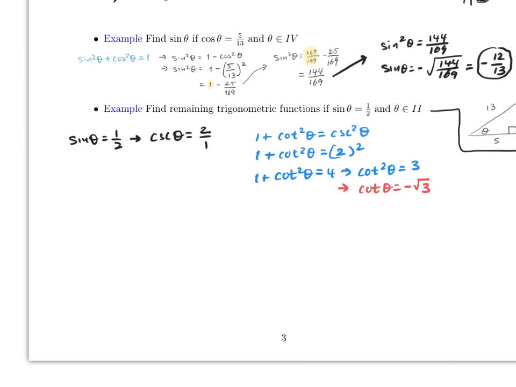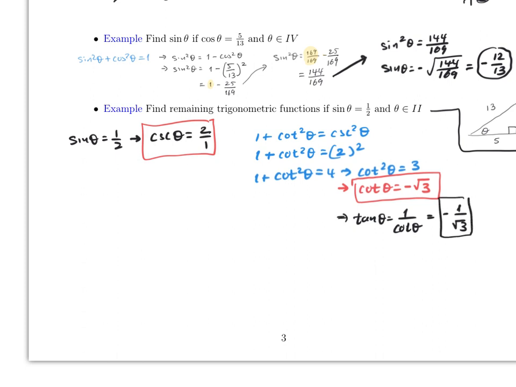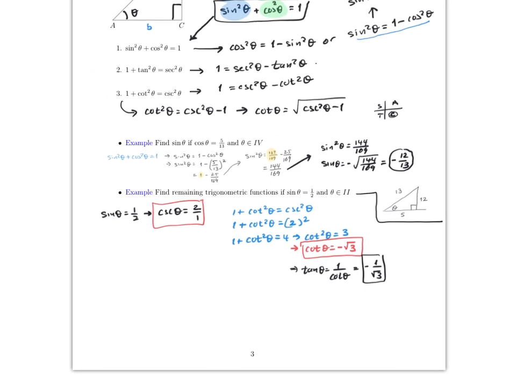Now, so we found one here, so 2. Since cotangent is negative radical 3, we can use another reciprocal identity. And remember, tangent is equal to 1 over cotangent. So in this case, it will be minus 1 over radical 3. And now we have 3 of them. Now to find cosine, you can use the first identity, which was this one.